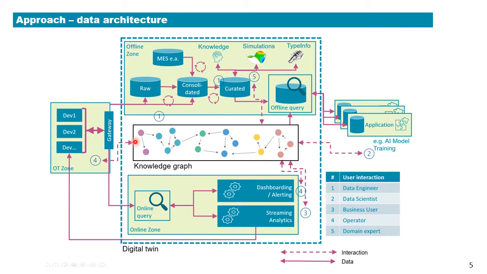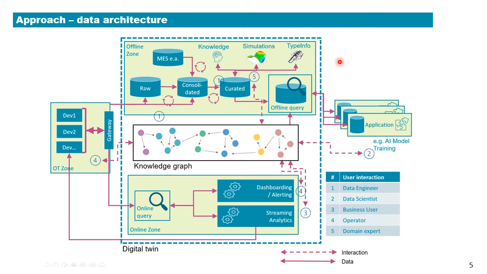This leads us to pose the following data architecture. On the left-hand side, you can see the operational zone with the different devices on the production floor creating data, and on the right-hand side, different applications using this data. Specifically for our context, creating and training AI models is the application of interest.